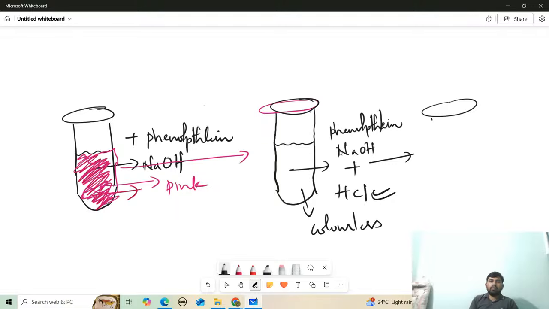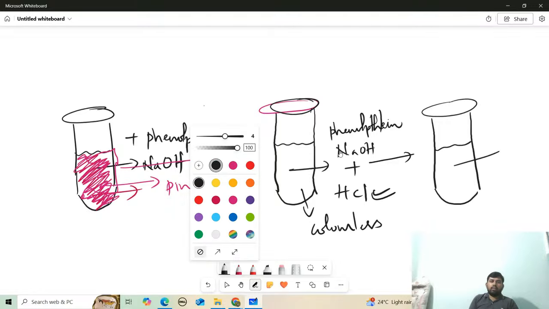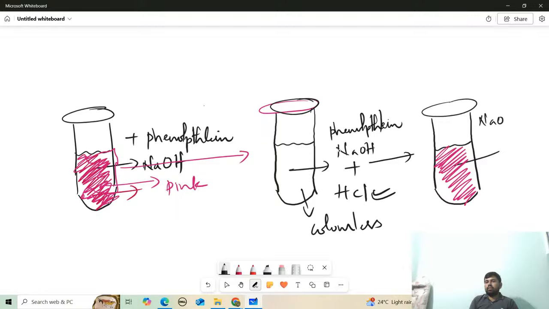Now again, what do we have here? Here we added NaOH. Then what happens again? It becomes pink color. At the beginning we have NaOH, then we added HCl, which causes neutralization. Now again we are adding NaOH.